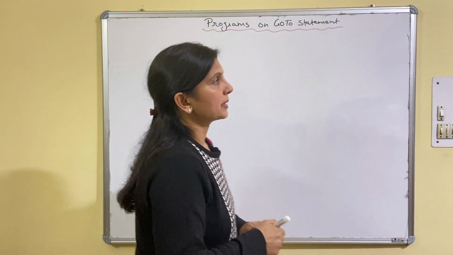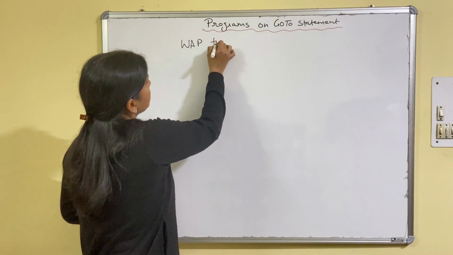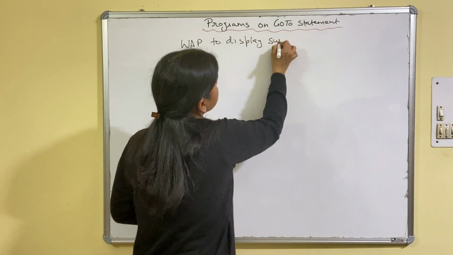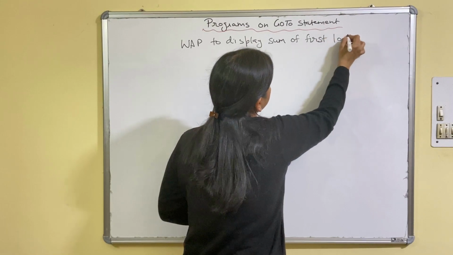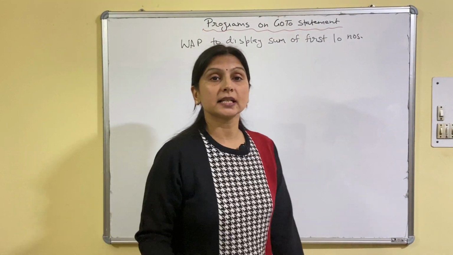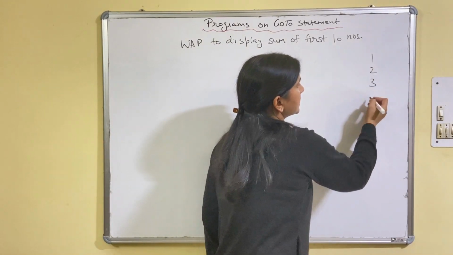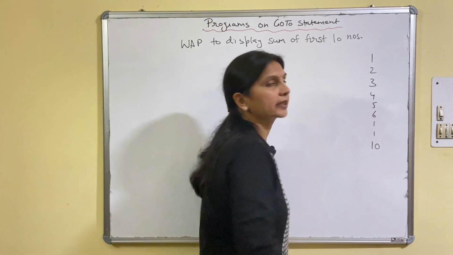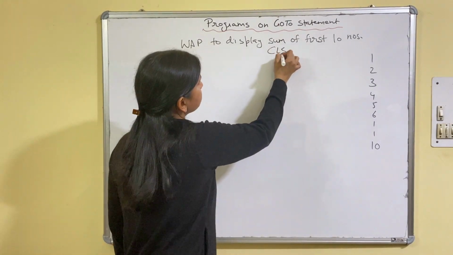So the first program is, write a program to display the sum of the first 10 numbers. So we need to display the sum of the first 10 numbers. Sum of the first 10 numbers means the sum of 1, 2, 3, 4, 5, 6 up to 10. Fine. So let's start. CLS.